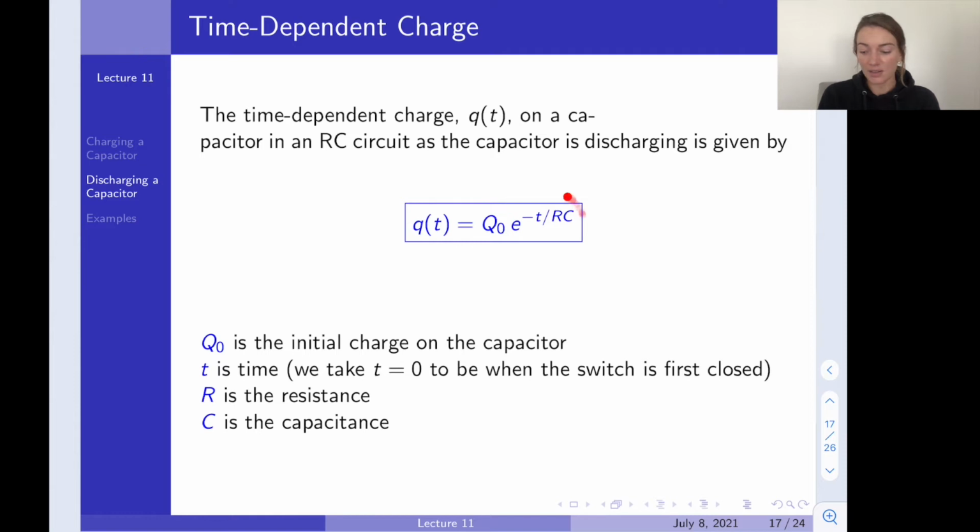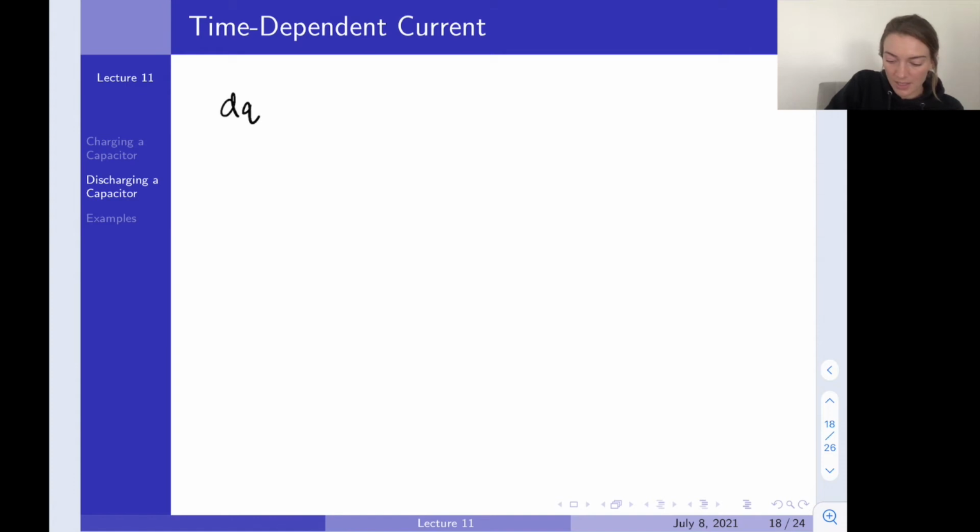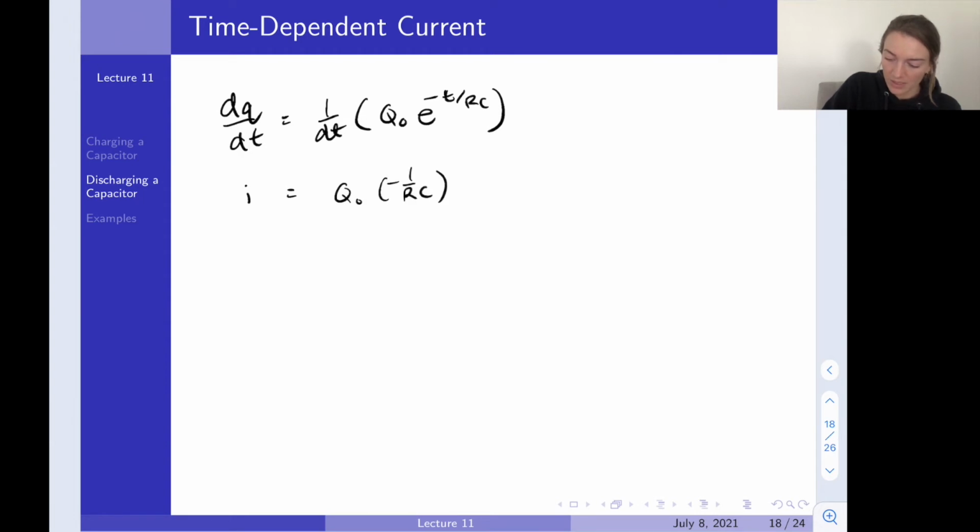So now we have to find the current again, so we can just take the derivative of this equation to find the current. So we've got dq dt. We're going to take the derivative with respect to dt of q initial e to the negative t over rc. So this comes out to q naught negative 1 over rc e to the negative t over rc. And we can rewrite q naught. Remember, q naught is equal to q final, which we said was the capacitance times the EMF of the battery. So we can rewrite q naught as c times e.